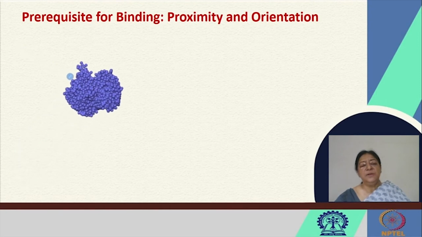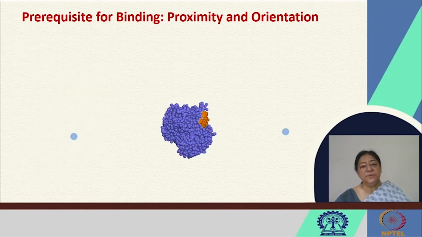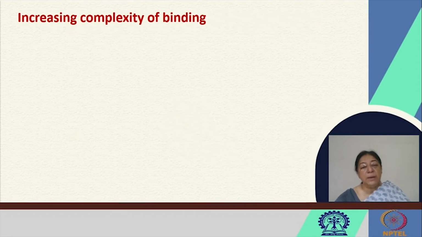So we have our solvent molecules, we have our ligand molecules and our protein molecules, and they have to come together to give us a specific complex formation.